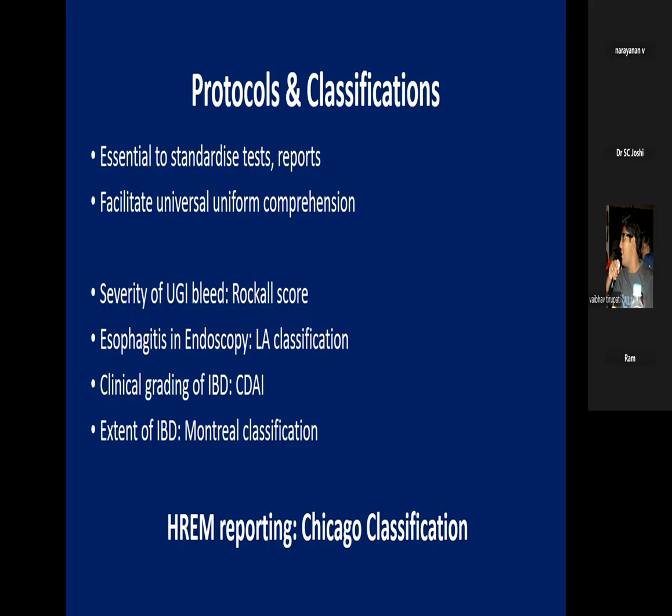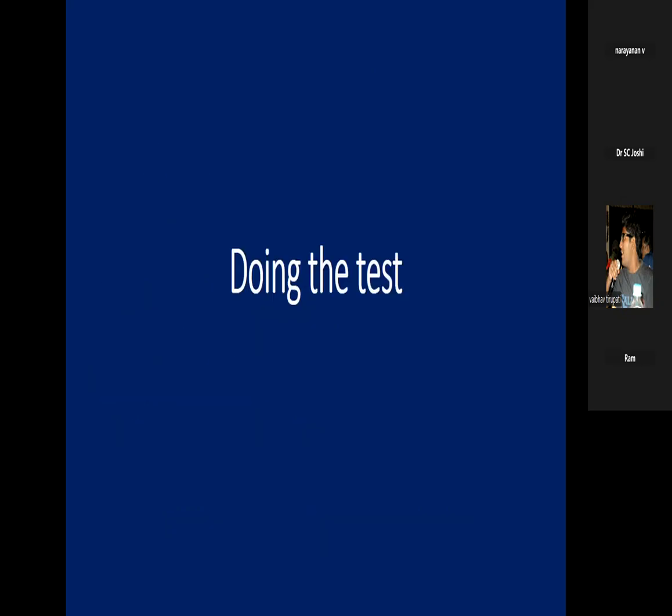So it is important that we are all speaking the same language on the same page. Even though the classification is there, our application has to be similar. And that is where standardizing the whole process is important, starting from doing the test. I always believe that functional studies have to be done by the person who is reporting it. It should not be done by somebody else and somebody else sits in an office and looks at the tracing.